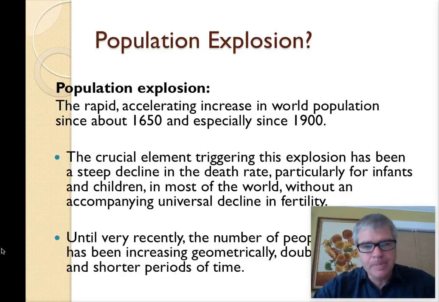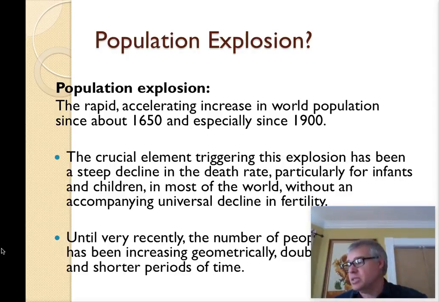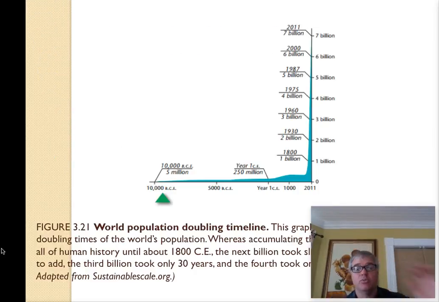Okay. The world's population has really accelerated since 1650, but especially since 1900. The crucial element triggering this explosion has been the steep decline in the death rate, particularly for infants and children in most of the world, and there hasn't been as much of a decline in fertility. So until very recently, the number of people in the world has been increasing geometrically, in other words, doubling in shorter and shorter periods of time. So this is what the world's population has looked like.